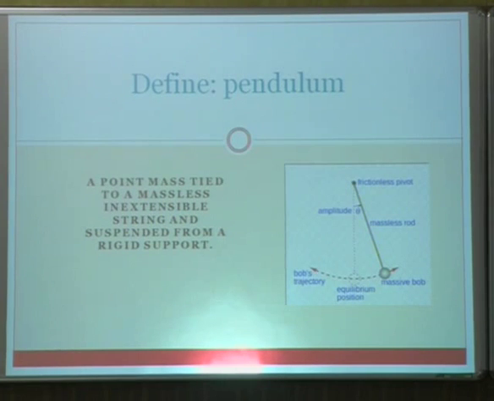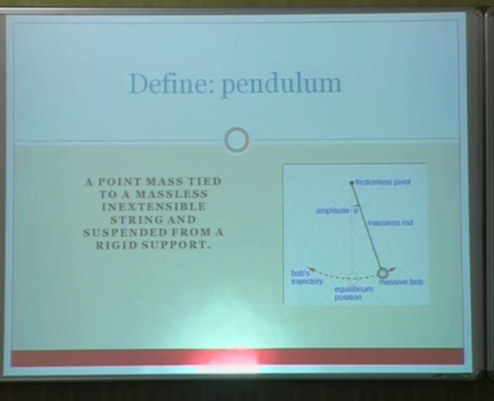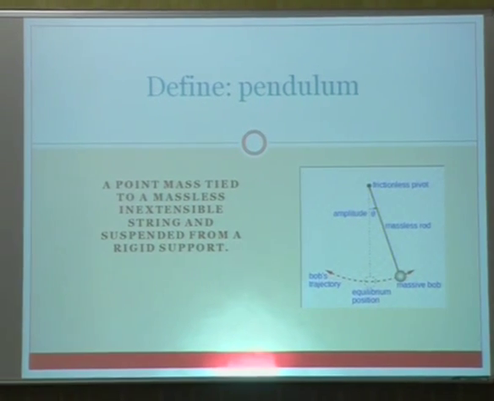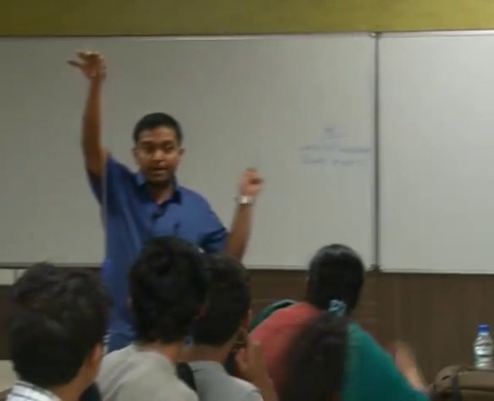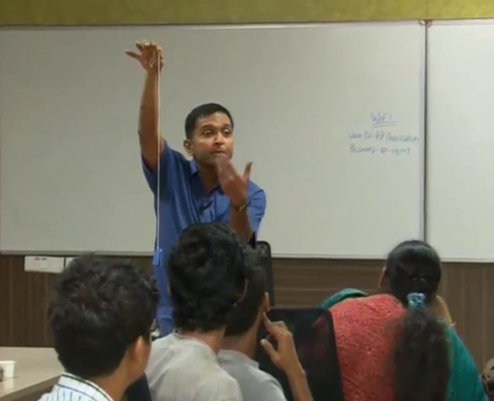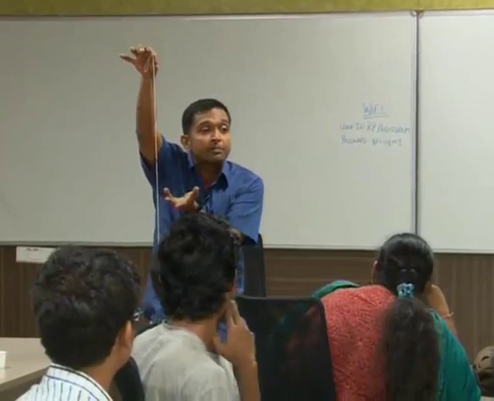Now look at the definition carefully. I'll read the definition: a point mass tied to a massless, inextensible string and suspended from a rigid support. Now I have a pendulum, right? That's a pendulum here. Now would you call this a pendulum by my definition? Tell me, give me reasons why you wouldn't call this a pendulum by my definition.